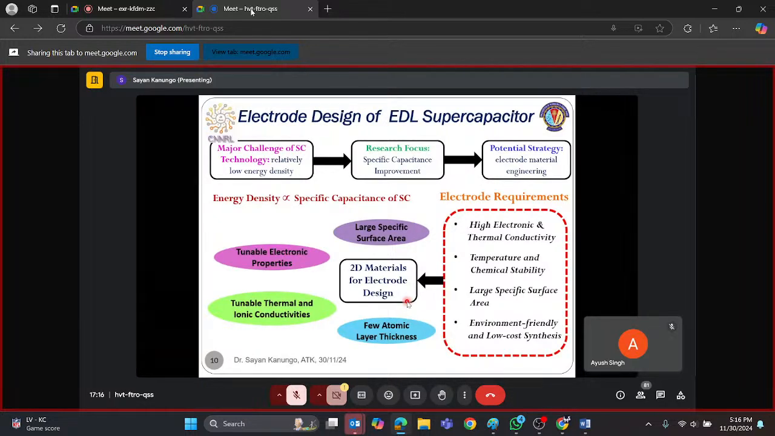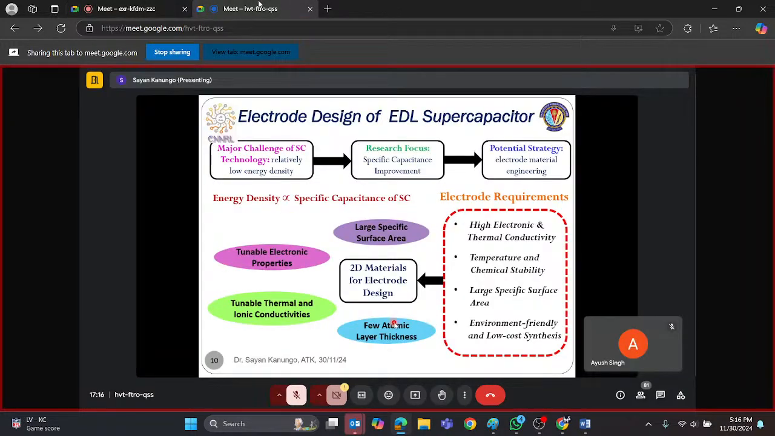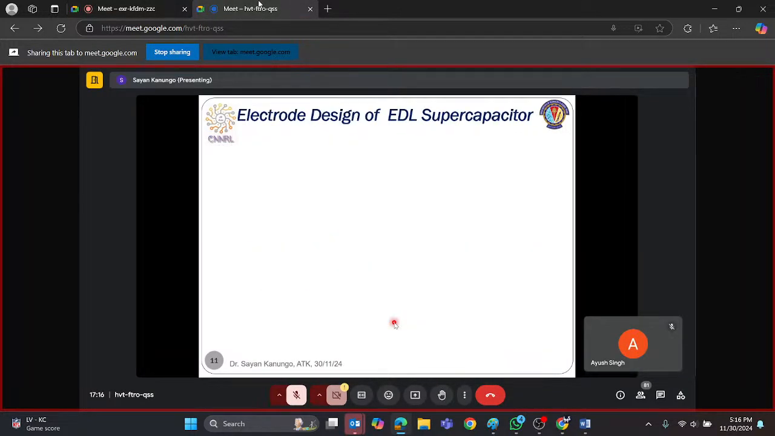conductivities. However, in spite of all these advantages, like any other nanomaterials, the 2D materials also encounter a severe technological bottleneck due to one of its intrinsic properties, which is known as quantum capacitance. So we are going to elaborate on this aspect in the next slide.